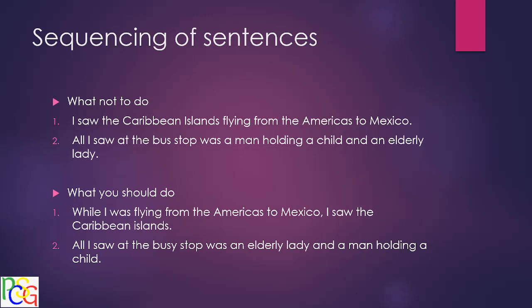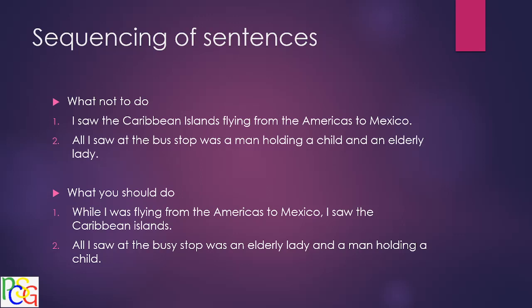I saw the Caribbean islands flying from the Americas to Mexico. Now, usually you would read that sentence and you'd find nothing wrong with it. However, if you look at what you should do, you should say, while I was flying from the Americas to Mexico, I saw the Caribbean islands.